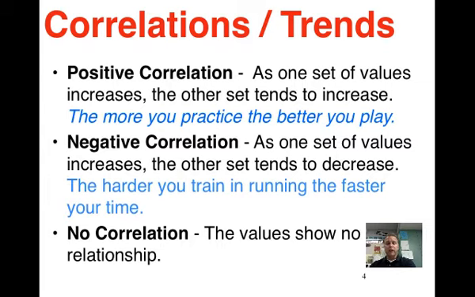Then you might have something that has no correlation. That might be the number of students in Mr. Gore's class and how good looking he is. It doesn't really change. The more students doesn't change how good looking I am. So that would be no correlation.